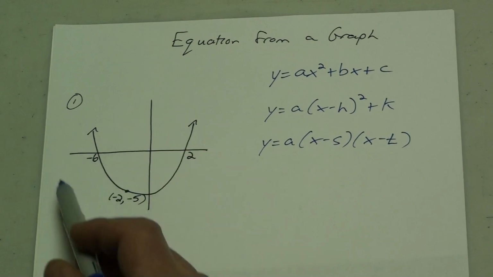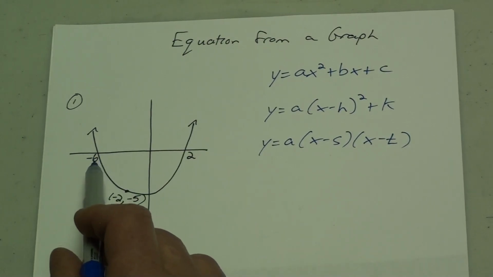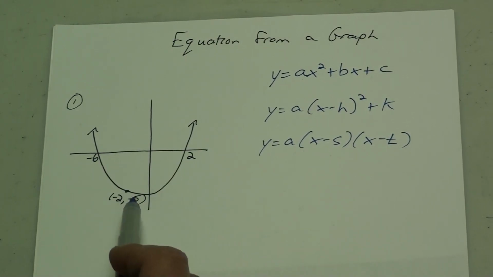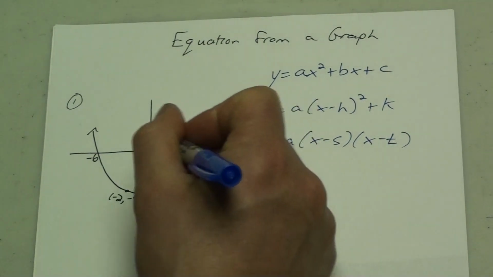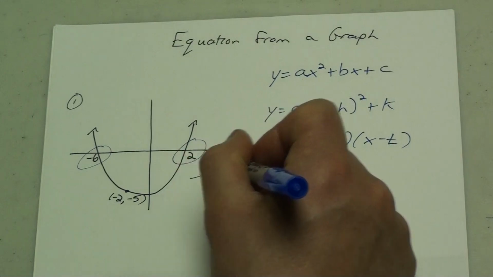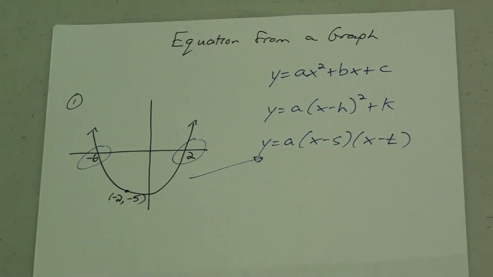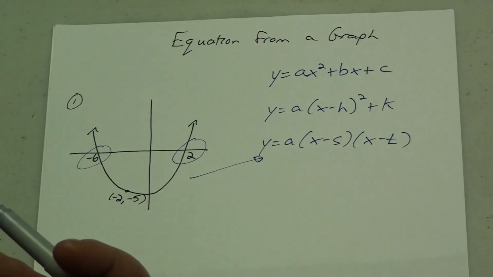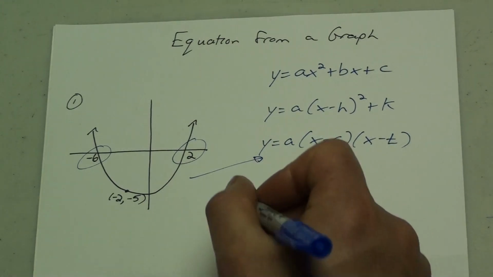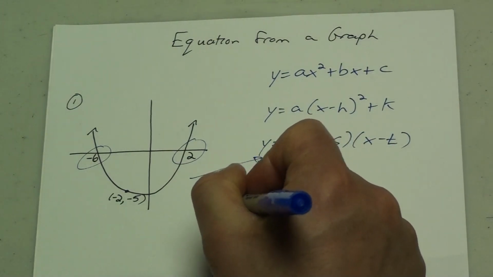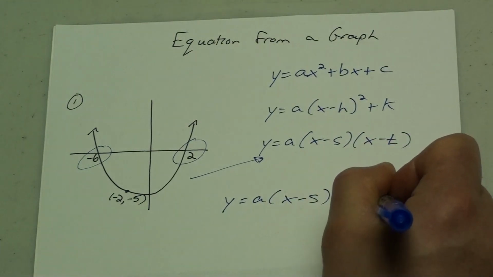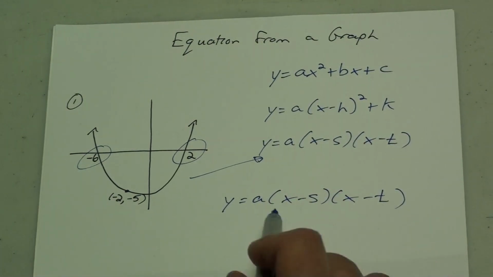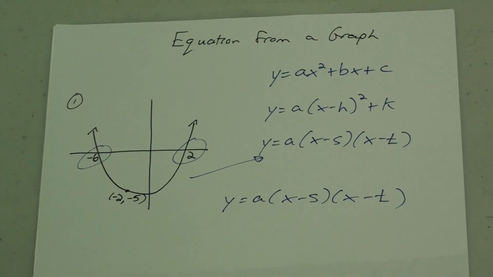So given this graph right here, I'm given two x-intercepts, and then I'm also given another point. So because I'm given the x-intercepts, it makes most sense for me to use the factored form as my formula to come up with an equation. So I'll start with that. Y equals a bracket x minus s, x minus t. Now s and t are those x-intercepts of -6 and 2.